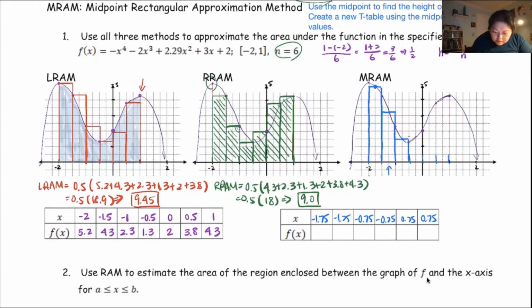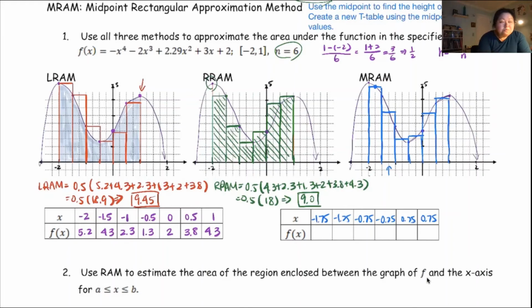Go in between, y value, come down. Go in between, y value, come down. And lastly, in between, here's my y value. Again, hopefully you'll see this approximation seems a little bit better because every single rectangle has a little bit over, a little bit under. I think that makes it a little bit more accurate. And you probably can guess it should be in between the LRAM and the RRAM.